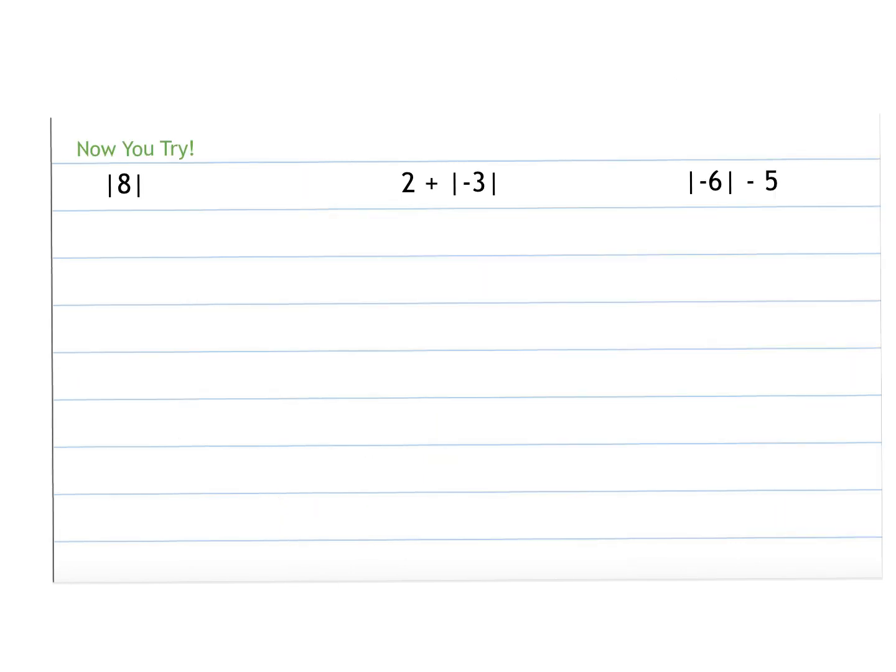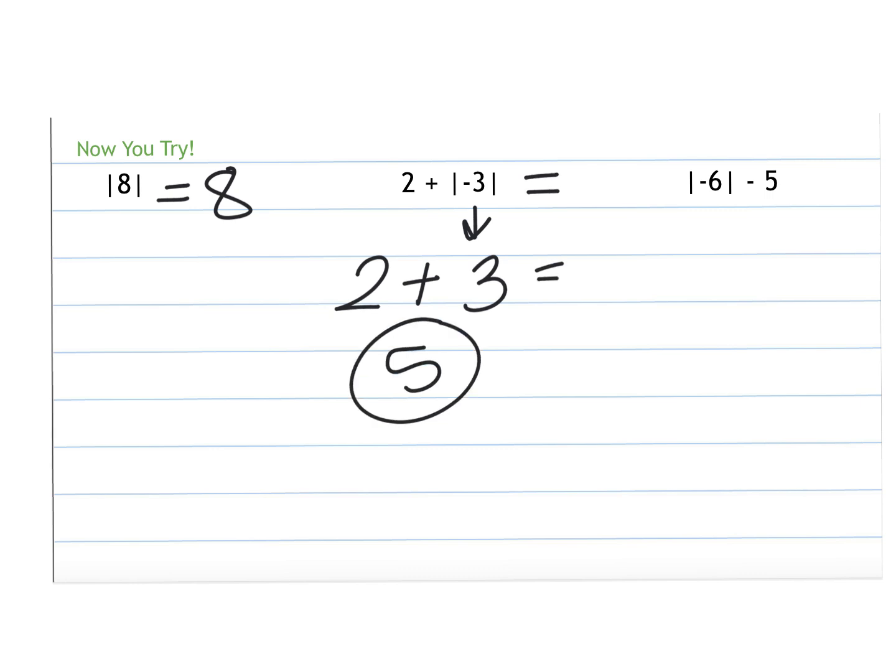Let's do some more. You could pause the video and try these on your own and then come back and check them. The absolute value of 8 is 8. Remember, it's the same number, but it stays positive. 2 plus the absolute value of negative 3 would be 2 plus 3, because the absolute value of negative 3 is 3, and then that would be 5. And then the absolute value of negative 6 minus 5 would be 6 minus 5, and we get 1.